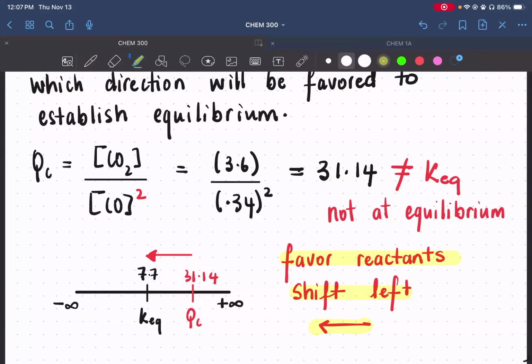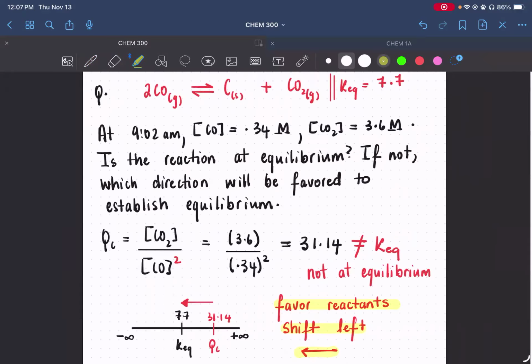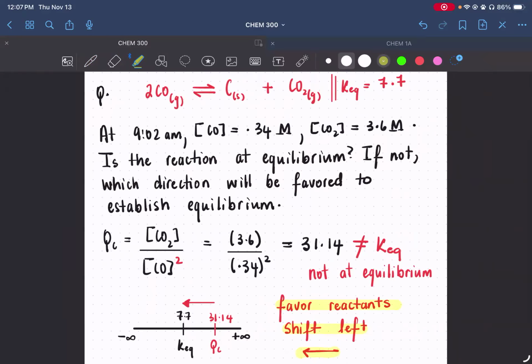Again, think about what this means about the reaction. This reaction at 9:02 in the morning has the following concentrations, and it's not at equilibrium. It wants to get to equilibrium. So who's got to win? The reactants. We shift left. We have to make more reactant to get to equilibrium.